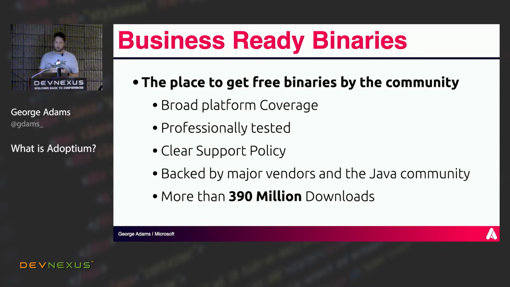So the main purpose of Adopt was to produce business-ready binaries. What I mean by that is we had a very broad range of platforms, probably the broadest. The binaries were really rigorously tested. We had lots of companies donate all their tests into the project, which was a really nice thing. We had a really clear support policy that was public and available and anybody could read it. And we were backed by some of the largest vendors in the Java community. And actually today, when I check the downloads, we're at more than 390 million downloads, which is quite a scary number, and we're slowly seeing people moving away from that into the Adoptium or downloading the Temurin builds.